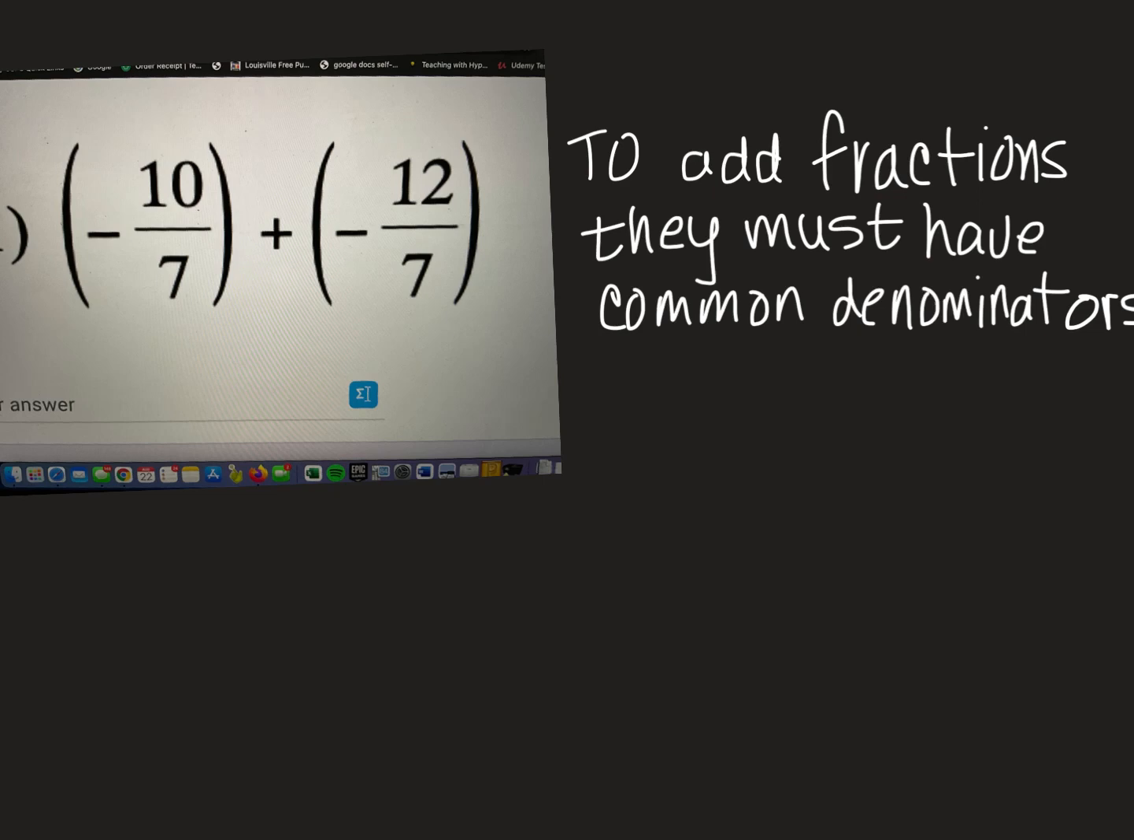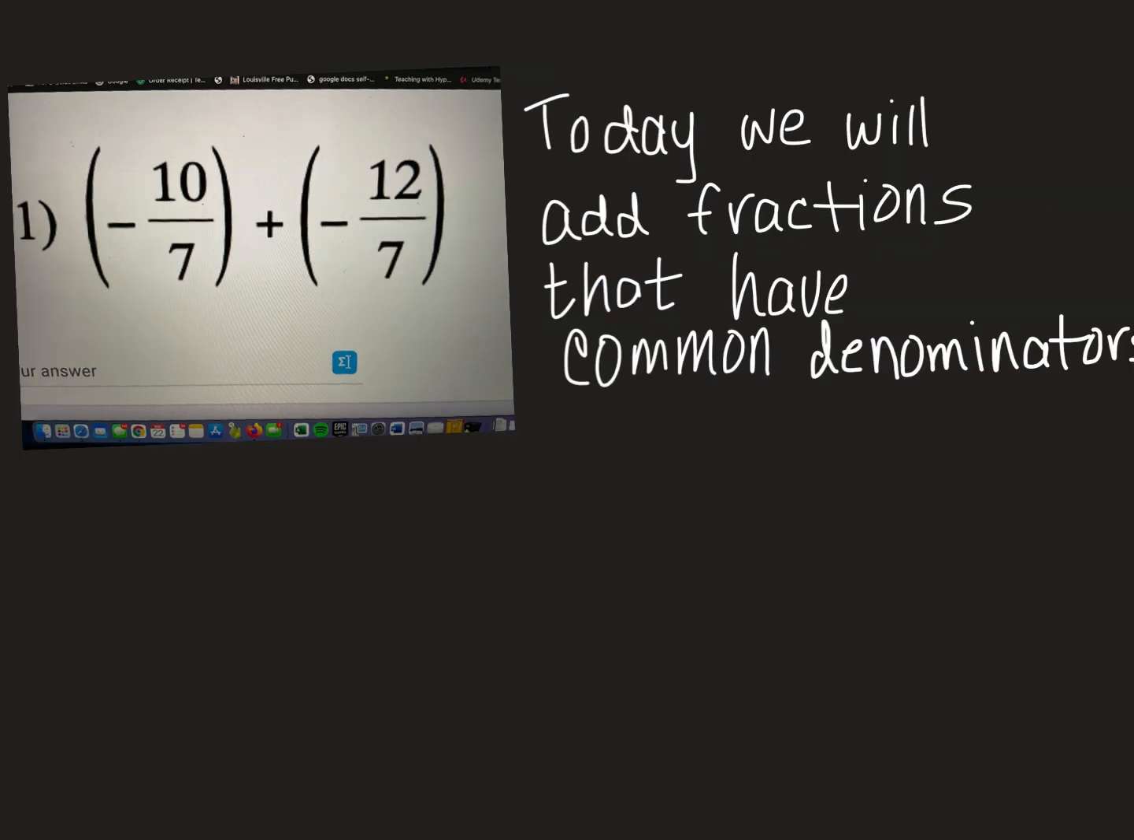Hey mathematicians, the first big idea for the problems we're going to be working with today is that to add fractions together, they must have common denominators. Common denominators means that bottom number is the same. In today's examples, they all have common denominators, so there's nothing special we need to do to get them to be the same.